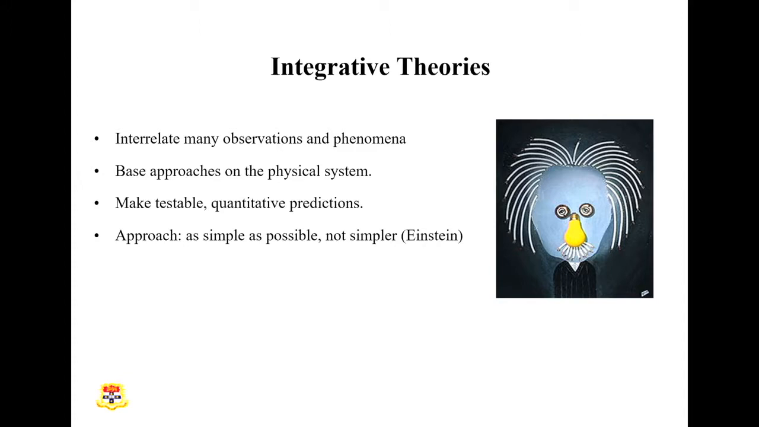We want to make testable quantitative predictions from ideally just one or a very few theories. We don't want a new theory every time we come to a new phenomenon. We don't get a new elephant every time we measure a different bit of the elephant. And we want to have the simplest possible approach, but no simpler, to quote Einstein.